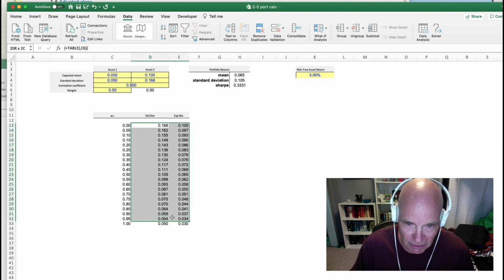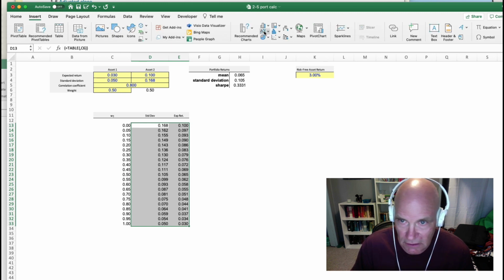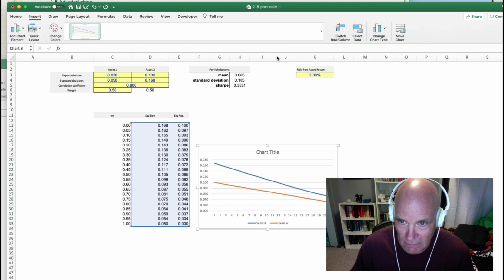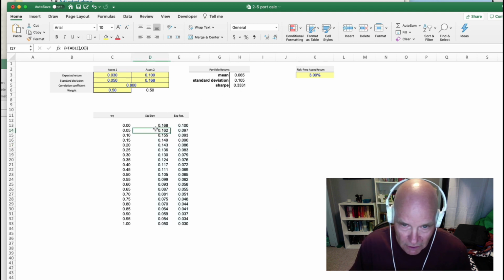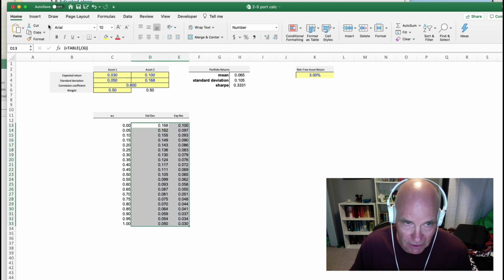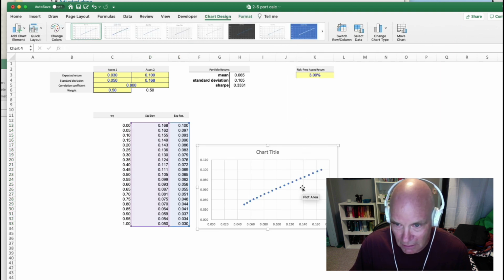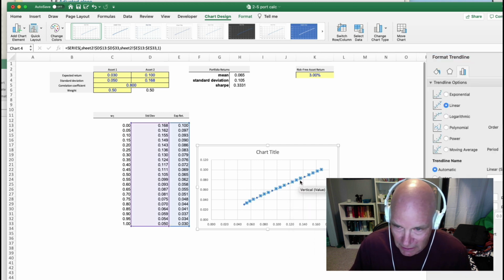And then let me just make a graph. Insert. I am going to do a line graph. Oops, I'm sorry, I did the wrong one. I'm going to insert and then just connect the lines. It's going to think a little bit there.